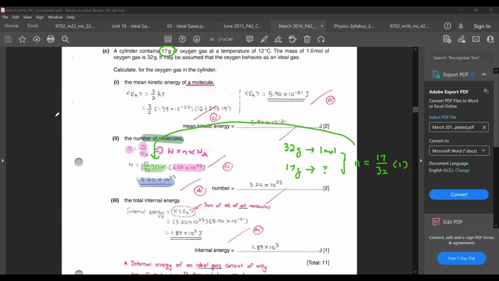Okay, then the next one would be to find out the total internal energy. The keyword is internal energy. Another keyword I mentioned to you just now is ideal gas, right? So internal energy is KE plus PE, and for an ideal gas, there is no intermolecular force.